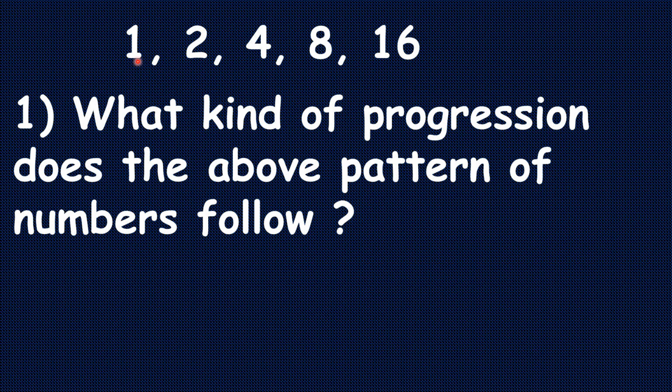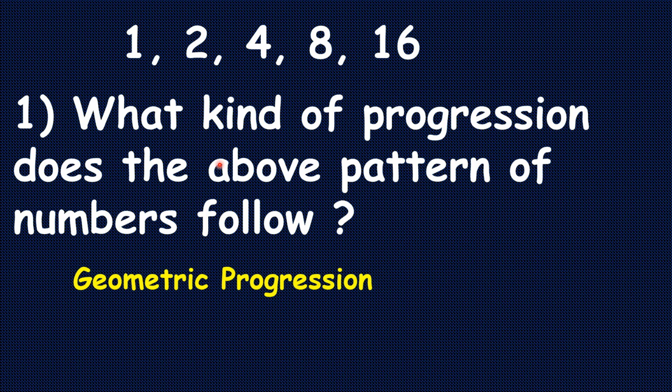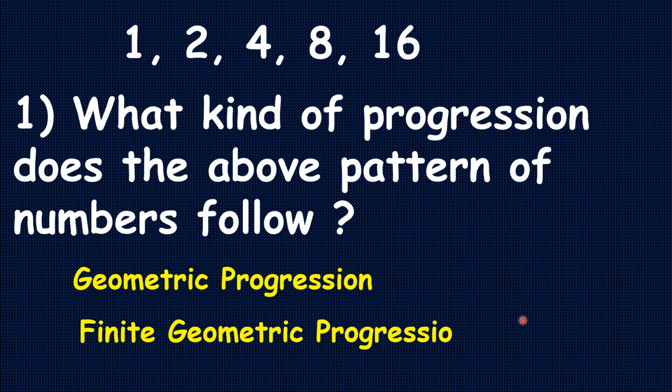There is 1, 2, 3, 4, 5. There are a definite number of terms, so it's finite. It's a geometric progression. So we can say that it is a geometric progression. So that's the progression it follows. But if we want to be more specific, we can see that there are commas, so it's also a finite geometric progression sequence.